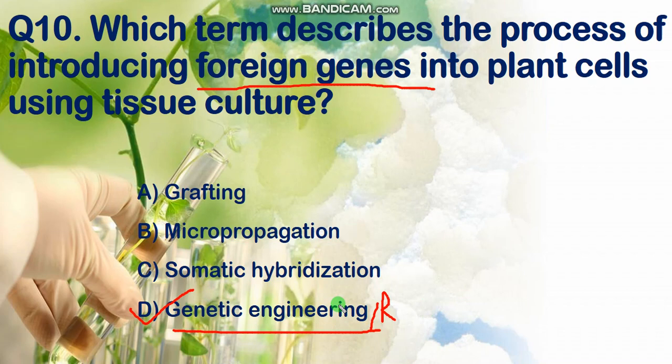If we want to develop any resistant gene, we are going to take it from the other organism and incorporate it into the plant cell and regenerate the plant. That plant should maintain resistance to a particular disease. That will be through genetic engineering.